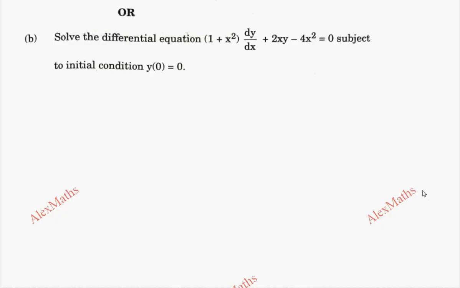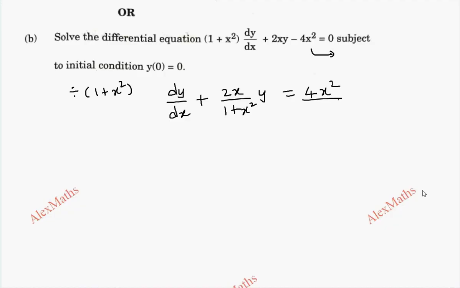Coming to our question, solve the differential equation. So this is the first order linear differential equation. We divide every term by 1 plus x square. So it will become dy by dx, and this becomes 2x by 1 plus x square into y, and this we take to the other side. So 4x square by 1 plus x square. Now p is the term with y, which is 2x by 1 plus x square. Q is the term on the other side, which is 4x square by 1 plus x square.